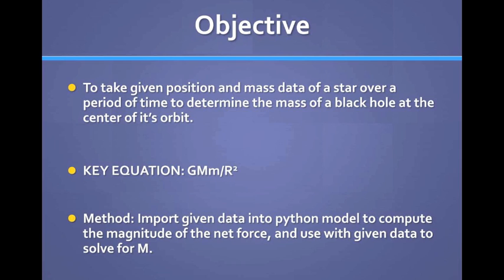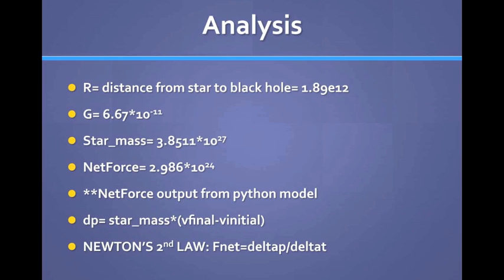So the key equation is GMm over r squared is equal to the force of gravity. And the method is we import the given data into Python and compute the magnitude of the net force and use the given data to solve for the mass of the black hole.